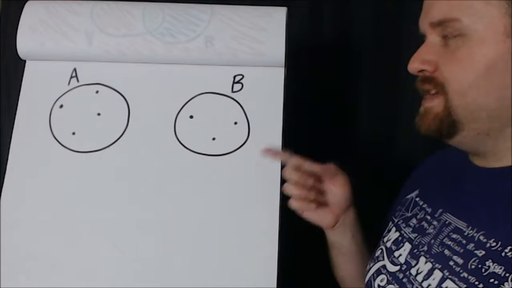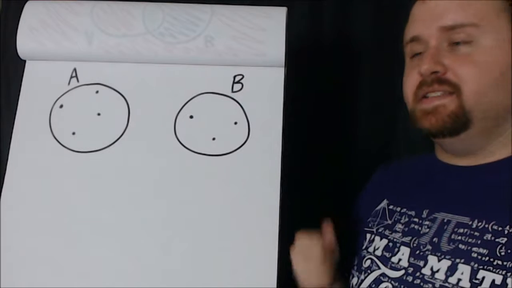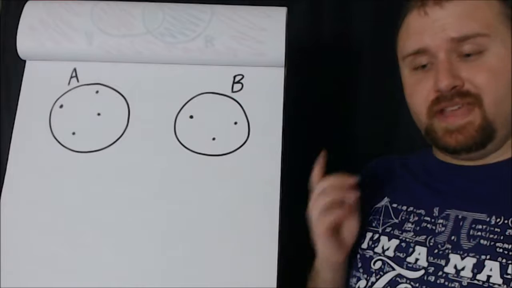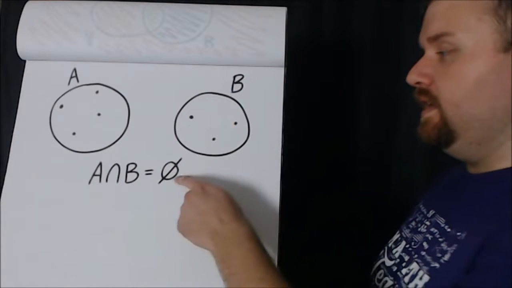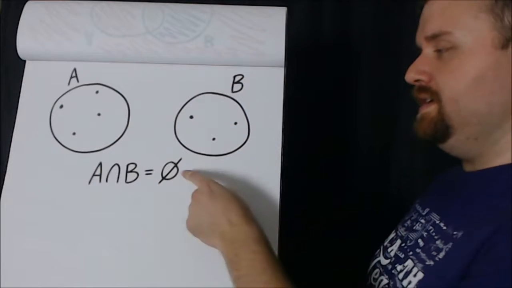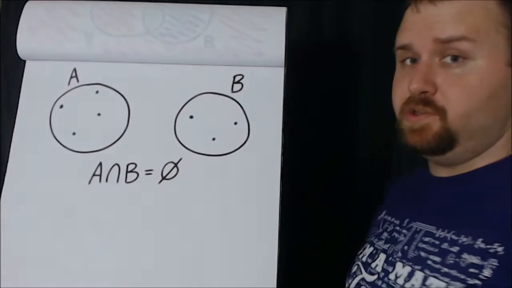So the set that we create when we take the intersection is the set of nothing, which we call the empty set. And I mentioned that in my cardinality video. We denote the empty set using a little circle with a bar slash through it. And this is what the intersection of A and B looks like if A and B are disjoint.